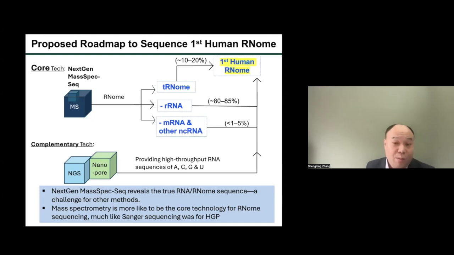Of course, a lot of methods like the high throughput technology here can help. They can provide sequence information of ACGU and verify the size of nucleotides. But mass spectrometry might be the core technology to complete the first human RNA project.